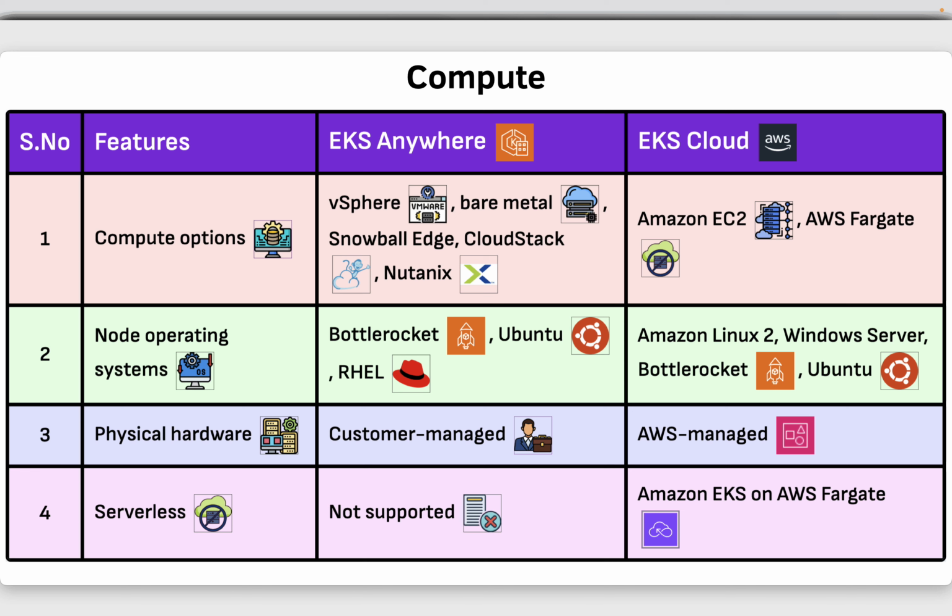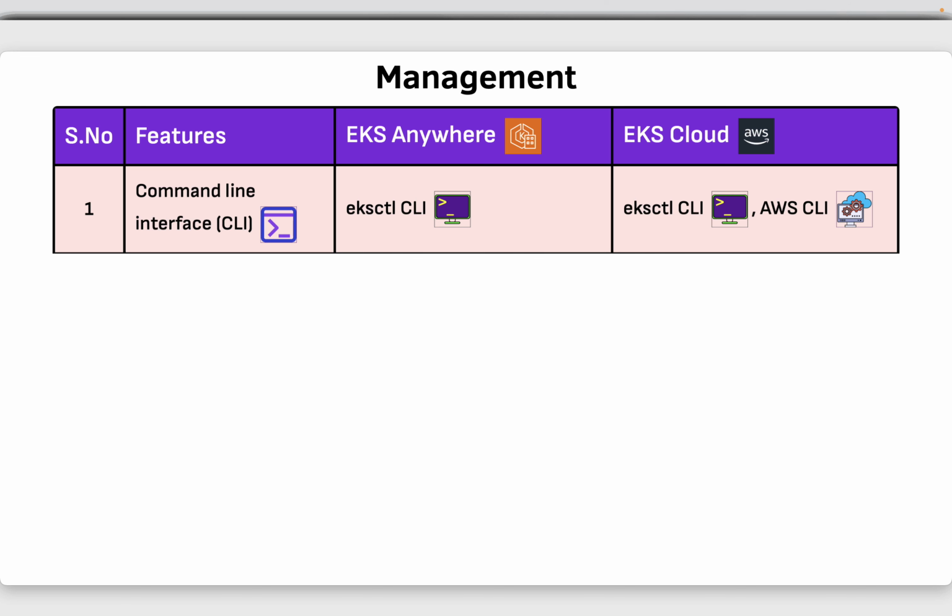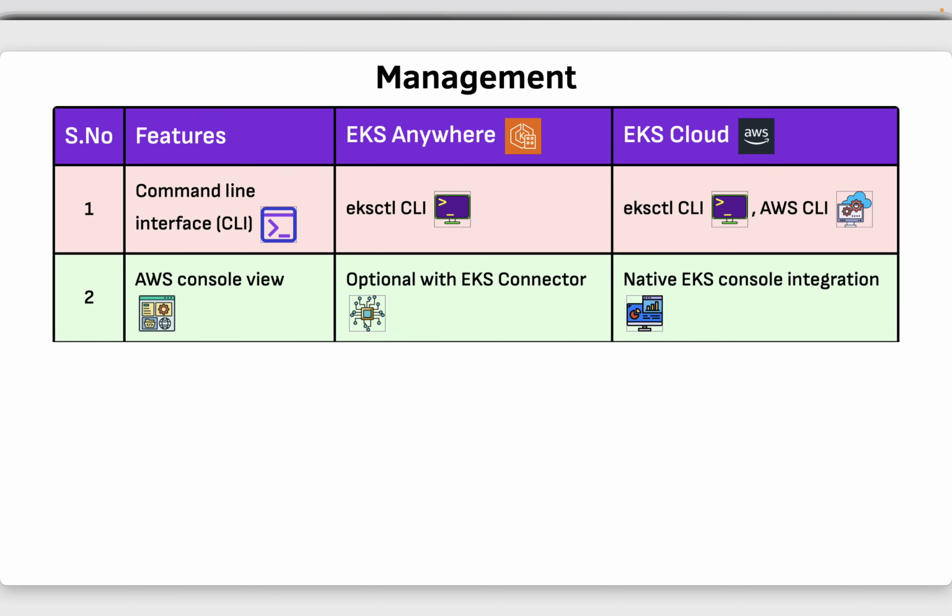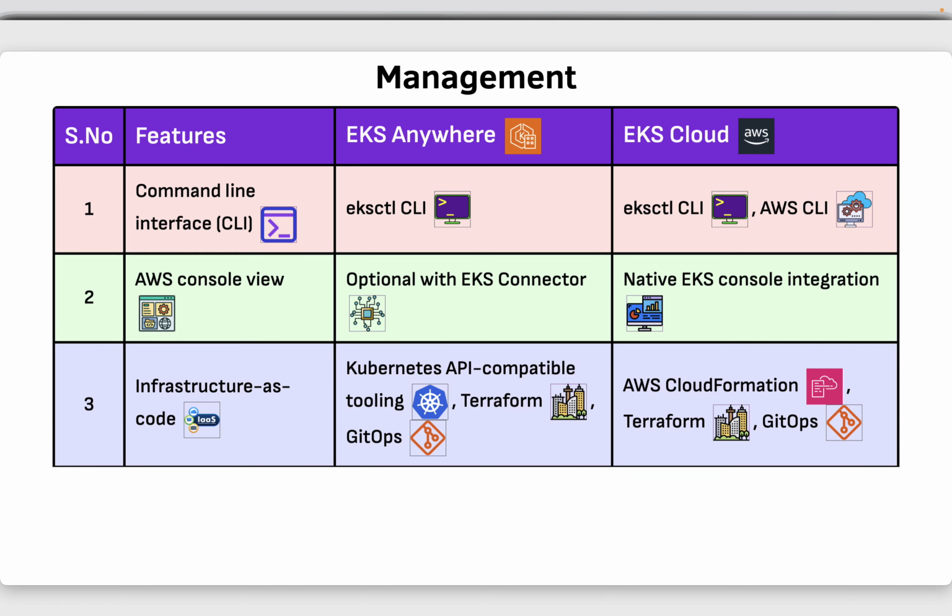And talking about management, the command line interface we use for EKS Anywhere is the eksctl CLI. But for EKS Cloud, we have two options: eksctl plus AWS CLI can also be used. AWS console view is optional with EKS connector. So it's optional; if you want, you can install EKS connector and then you can see it in the EKS console. But for EKS Cloud, it's native console integration.